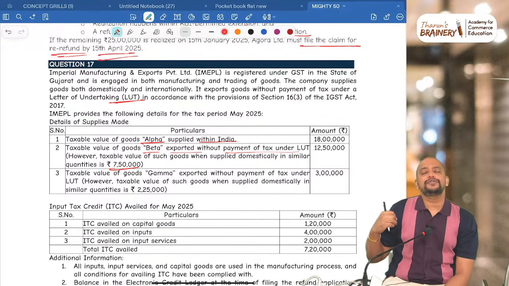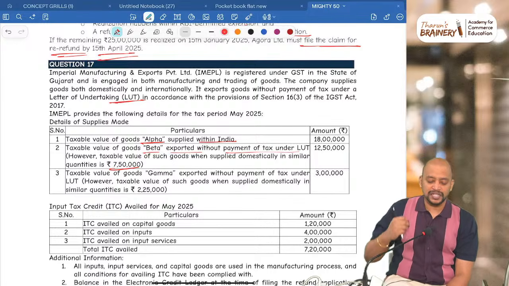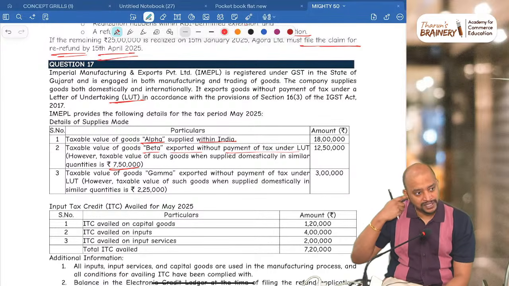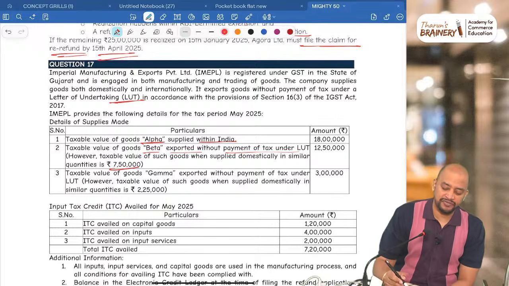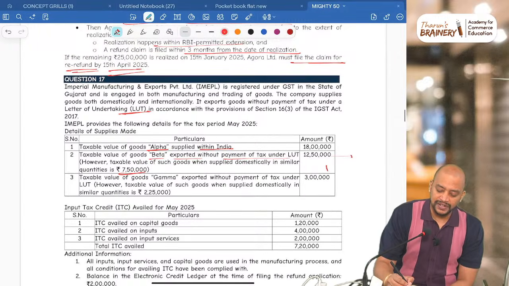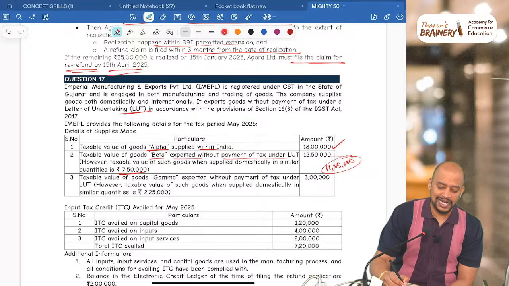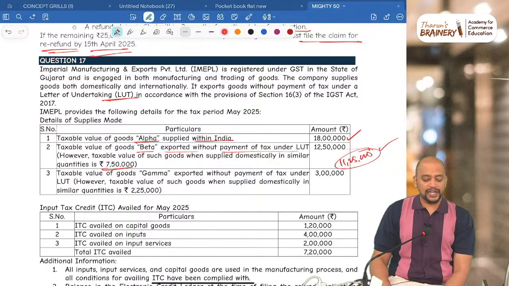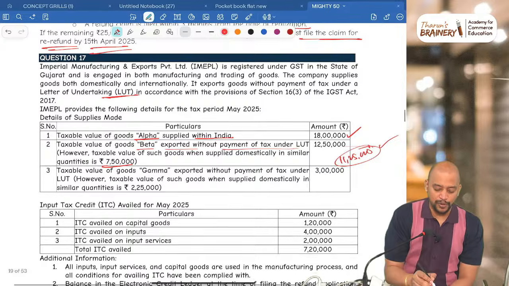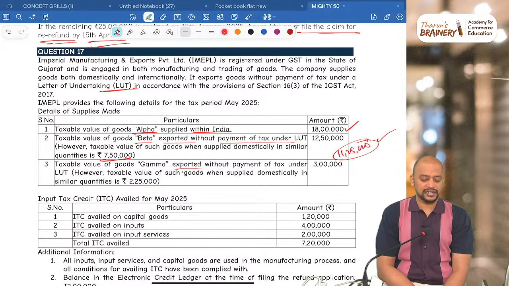Because we need to compare the FOB value declared or the invoice value or 1.5 times the similar value, whichever is lower. So therefore 7 lakh 50 into 1.5 is how much? 11 lakh 25,000 or 12 lakh 50, whichever is lower, that we will take 11 lakh 25,000. First case we will take 18 lakhs. In the second case we will take 11 lakh 25,000. Third, taxable value of goods gamma, that is also exported without payment of tax under LUT.